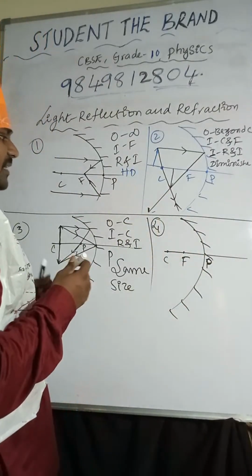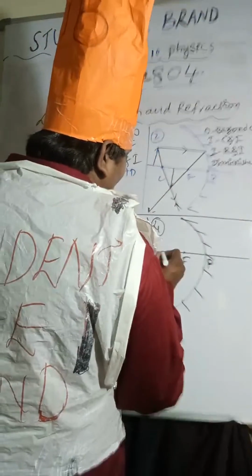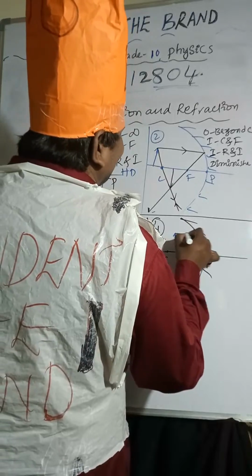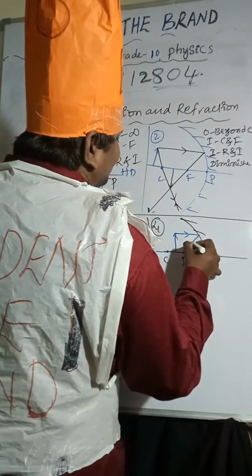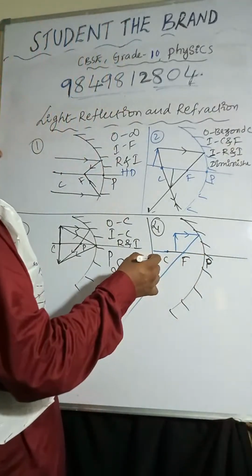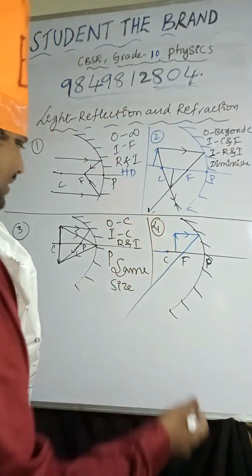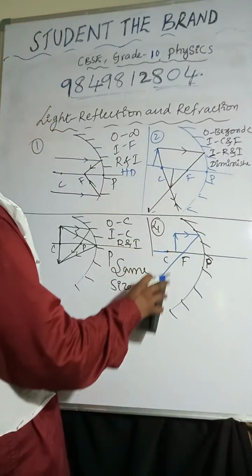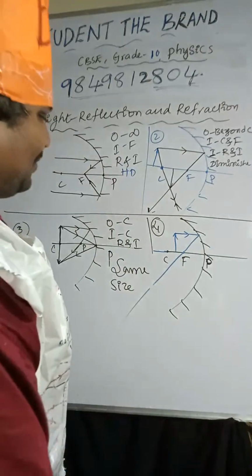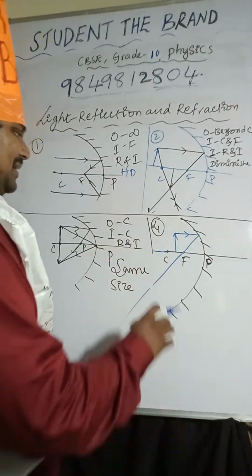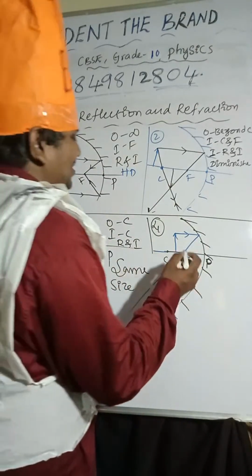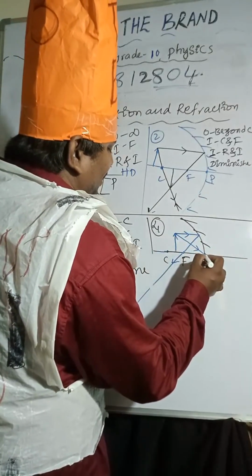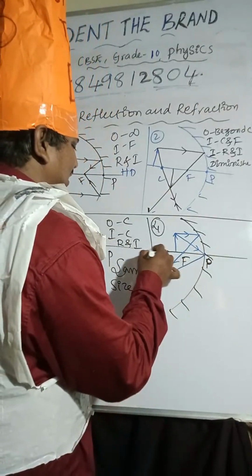What is the nature of the image? Real and inverted. What is the size of the image? Object is placed between C and F. Image is forming beyond center of curvature.